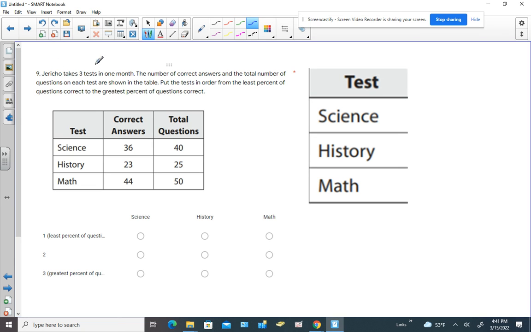We're looking at number 9. Jericho takes 3 tests in 1 month. The number of correct answers and the total number of questions on each test are shown in the table. Put the tests in order from least percent of questions correct to the greatest percent of questions correct.